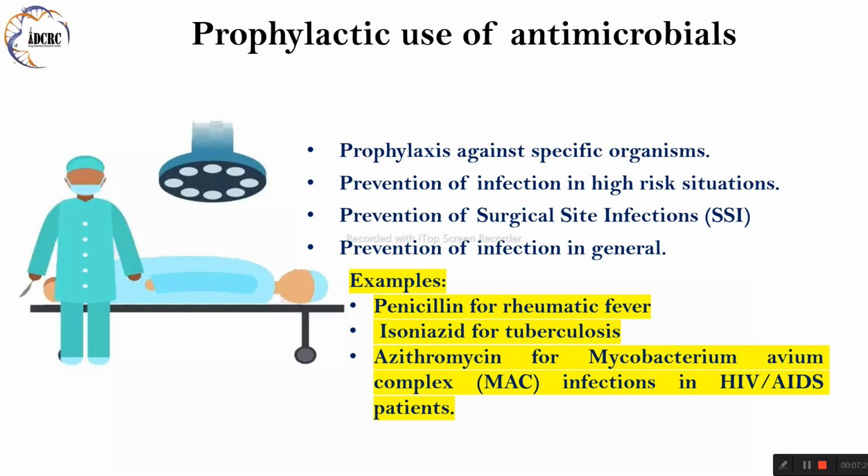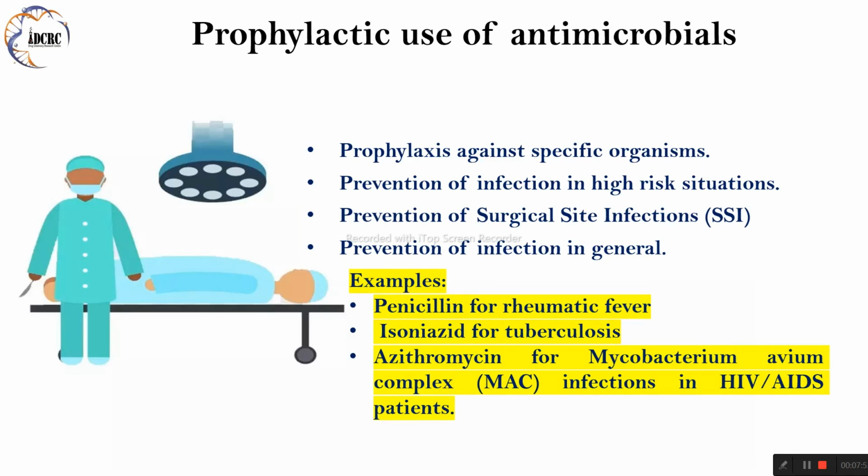2. Prevention of infection in high-risk situations. Certain medical procedures, such as dental extractions and urinary tract instrumentation, can increase the risk of infection. Prophylactic antibiotics may be warranted in these cases to minimize the risk. For example, patients with valvular defects may receive antibiotics before dental procedures to prevent endocarditis, and those undergoing urinary catheterization may receive antibiotics to prevent urinary tract infections.